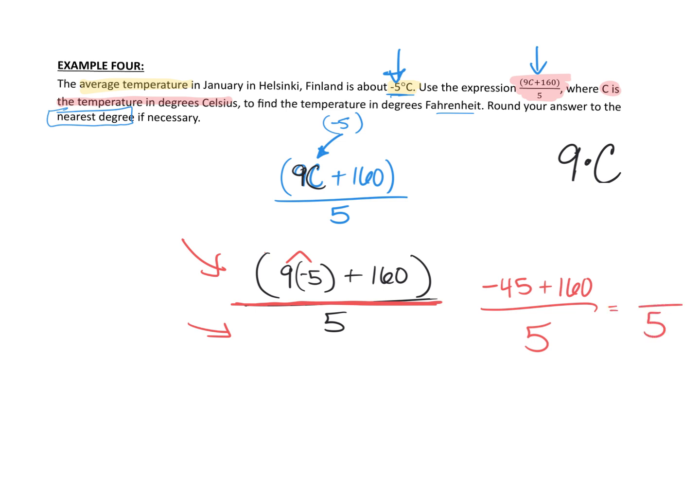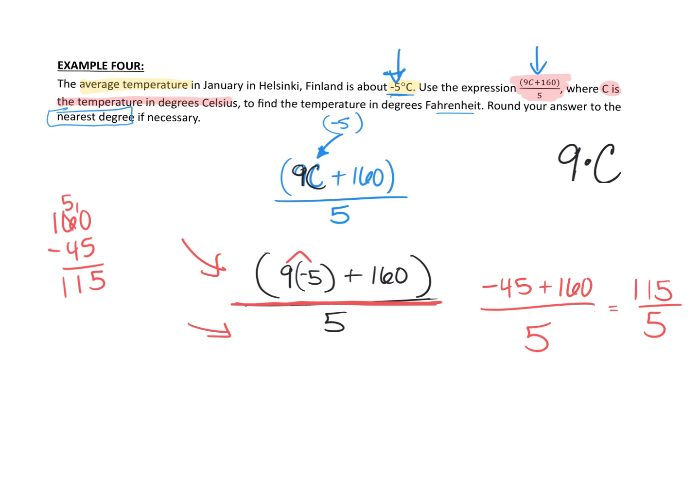Let's do the top. So it looks like I have more positives. How many more? I'm going to do 160 minus 45. Okay, I'm going to have to borrow. 10 minus 5 is 5. 5 minus 4 is 1. And then 1 minus nothing is 1. So I've got 115 over 5.